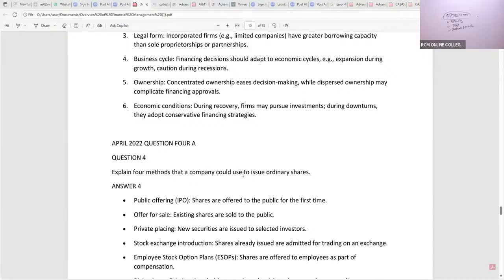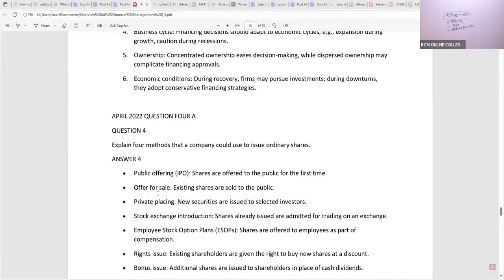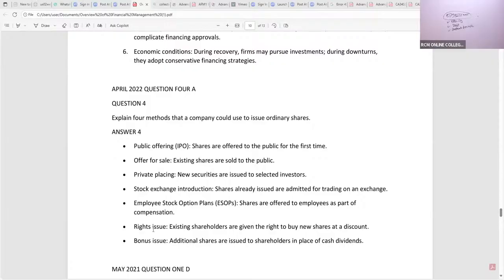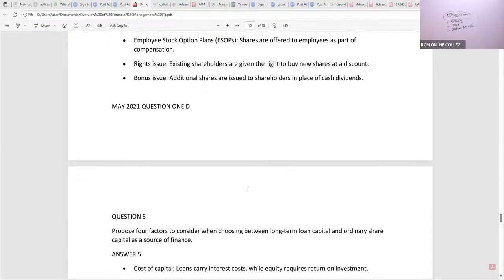Explain 4 methods that a company could use to issue ordinary shares. Already we have this: public offering, offer for sale, private placements, employee stock options. We have explained this: rights issue, bonus issue. Stock exchange introduction. Shares already issued are listed for trading on an exchange. That's neither here nor there.